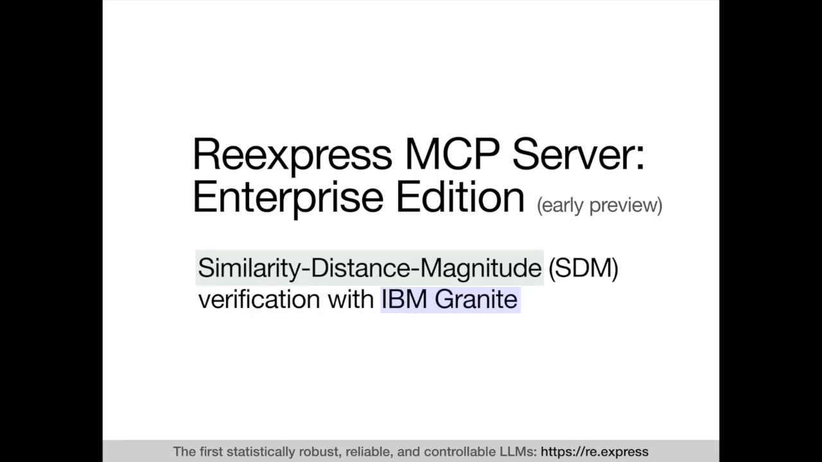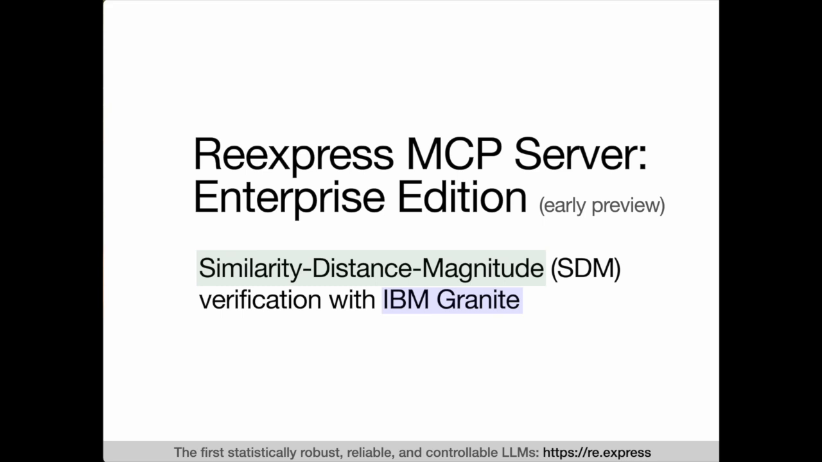The Reexpress Model Context Protocol server is the first approach to provide reliable and robust output verification to large language models. It's AI you can trust and verify to constrain hallucinations and guide test time reasoning. Today, I'm going to show an early preview of an upcoming version which provides additional scaffolding to easily adapt your enterprise verification pipeline using the IBM Granite series of models.